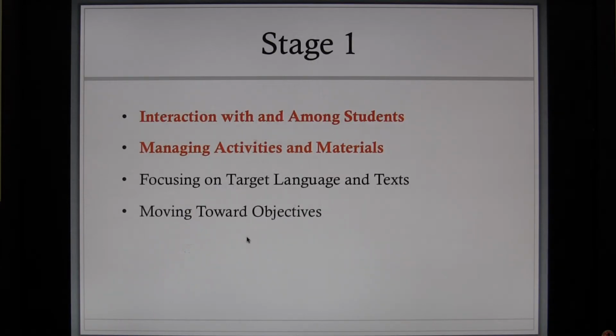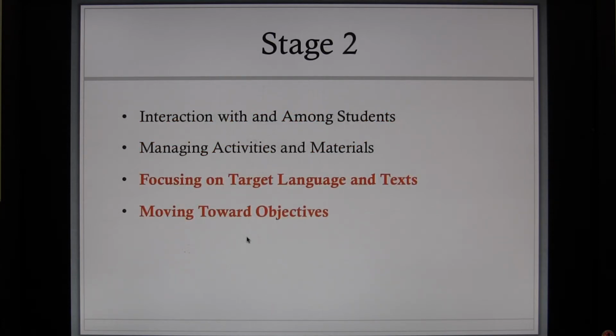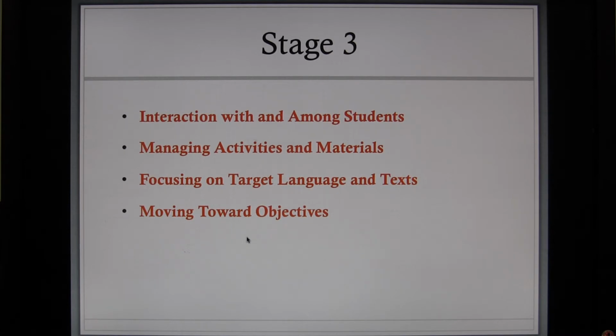So here again, stage 1 focuses on the interaction and managing. Stage 2, you get a focus on target language and texts and moving toward objectives. And in stage 3, you're trying to integrate all of them.